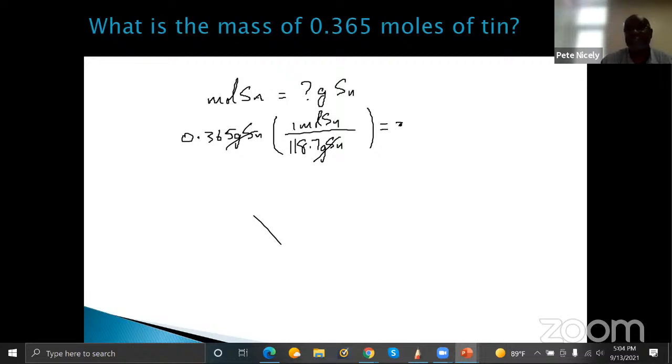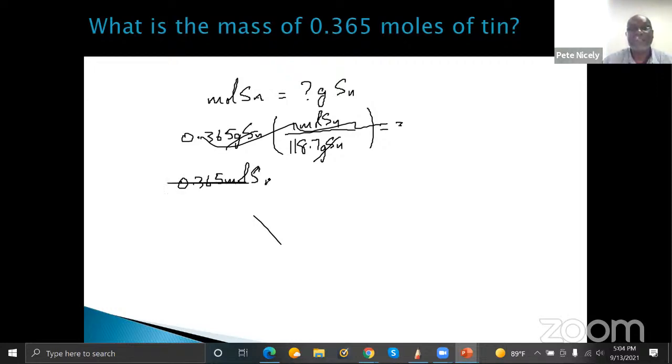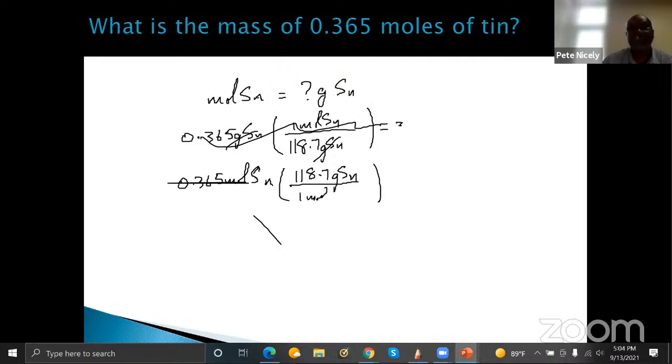Oh, wait a minute. I made a big error here. I'm sorry. Let me scratch this out. They didn't give you the grams, they gave you the moles. So this should be 0.365 moles of tin. And then I multiply by 118.7 grams of tin over 1 mole. All right. So what I was doing up here is totally wrong.